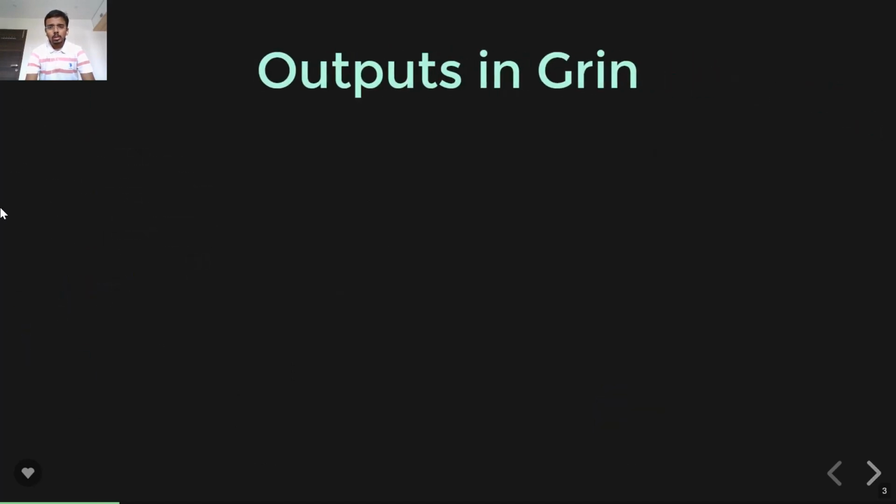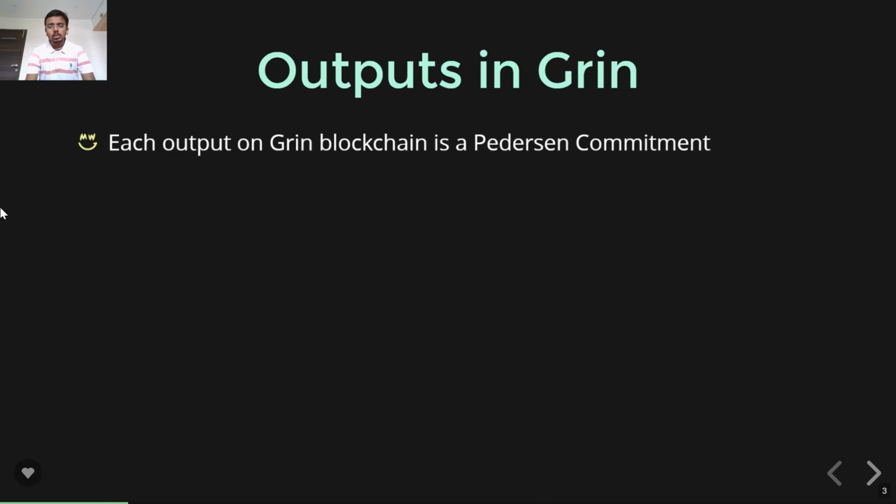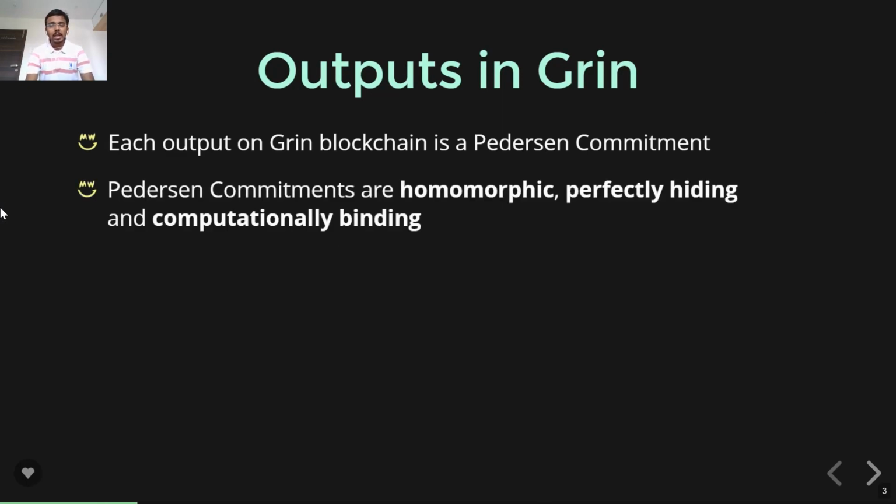Now we'll talk about the outputs in Grin. Each output on the Grin blockchain is essentially a Pedersen commitment. And Pedersen commitments, as we know, are homomorphic, perfectly hiding, and computationally binding. Homomorphic means that, let's say I have Pedersen commitments P1 and P2, which commit to amounts A1 and A2 respectively. If I compute the quantity P1 plus P2, then this new quantity becomes a Pedersen commitment to the amount A1 plus A2.